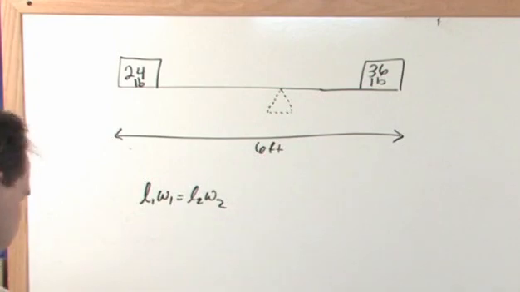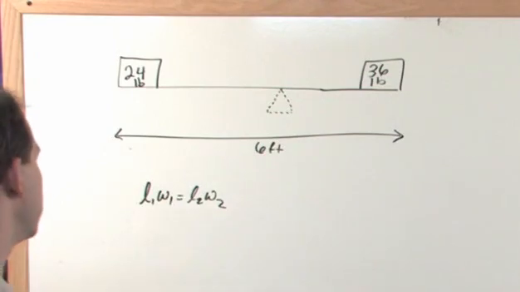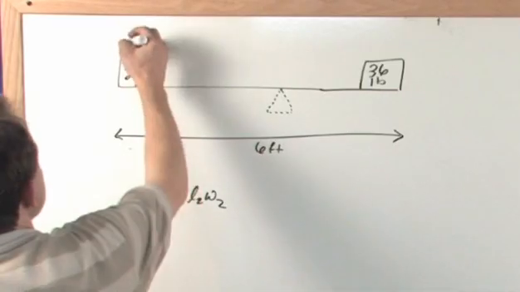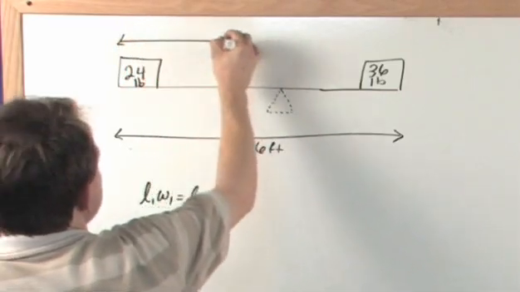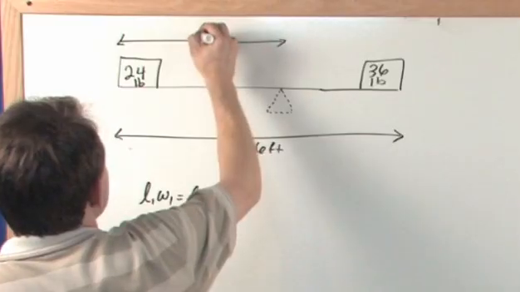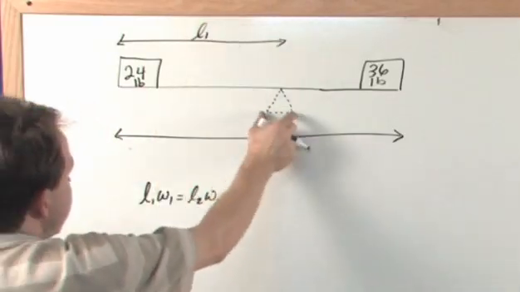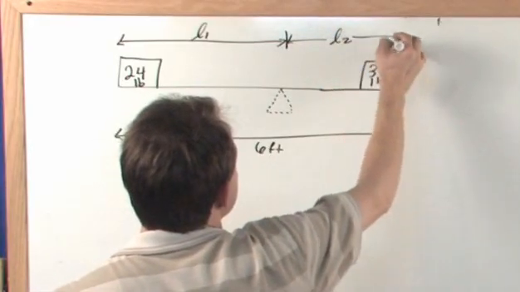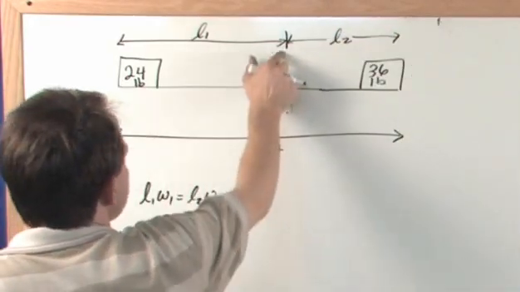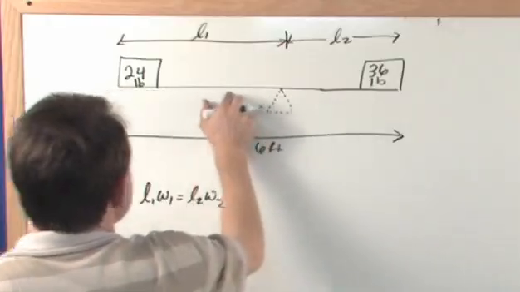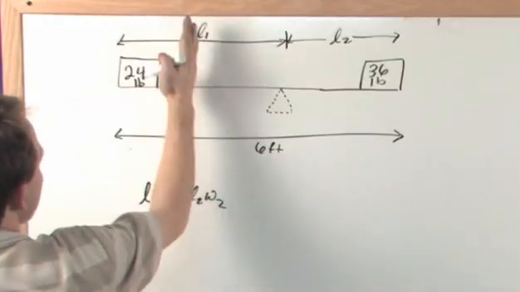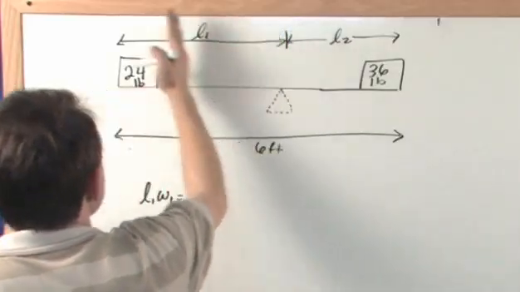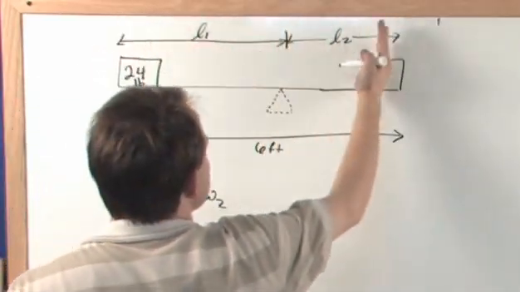Well, you might ask yourself, I don't know what L1 and L2 are. All I know are what the weights are. Well, that's true, but don't forget that you can define things in your drawings. This is L1, however far you choose it to be, and this is L2. So if I put the fulcrum here, this is L1 and this is L2. If I put the fulcrum over here, then this would be L1 and this would be L2. But wherever you put it, the distance between the fulcrum and this is L1 and this is L2.